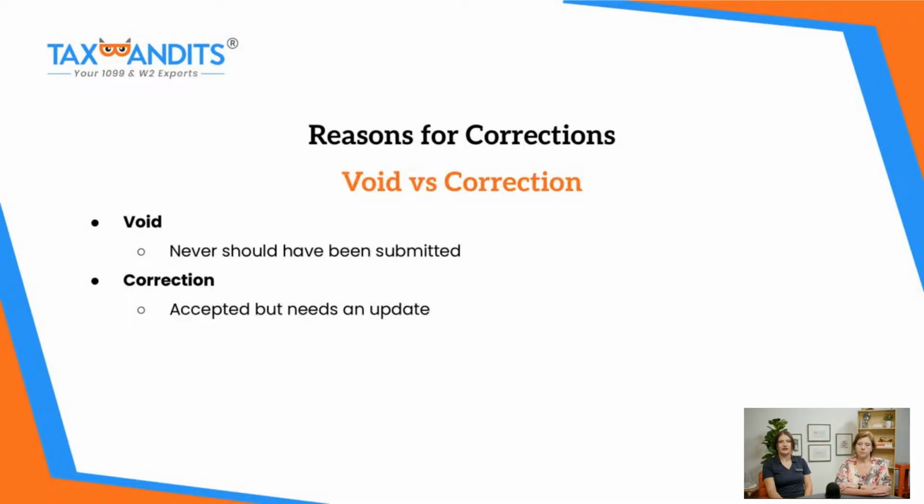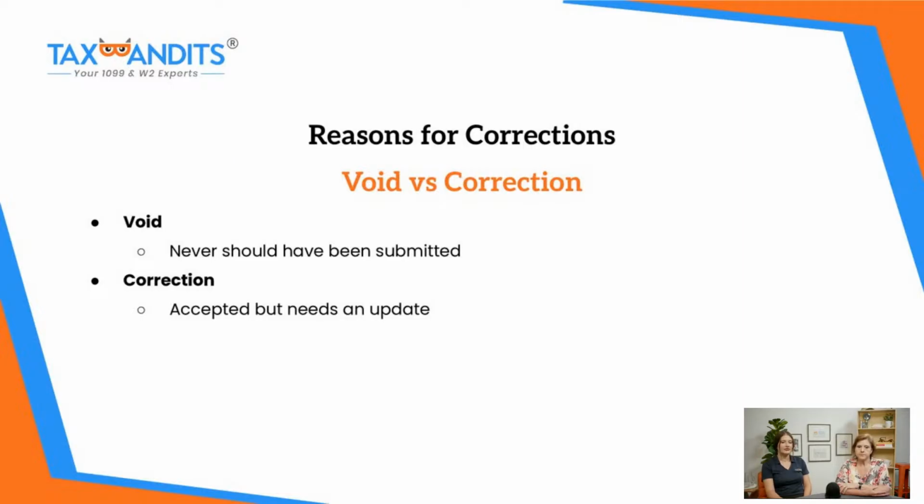So let's talk about void versus corrections. There are two terms that can cause confusion: void and correction. We've seen that in many scenarios. Christy, do you want to explain the difference? So a void generally removes the filing from the record, like it should never have been submitted. A correction updates inaccurate information on the filing that otherwise was valid.